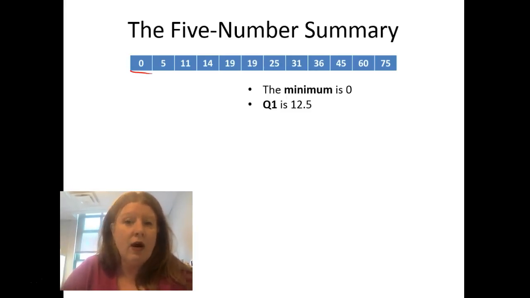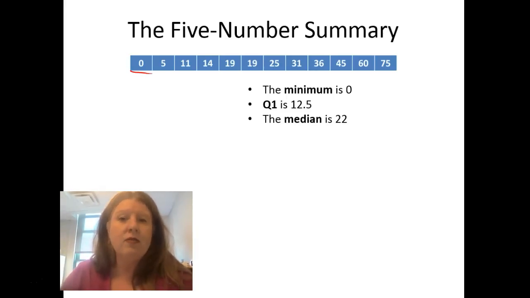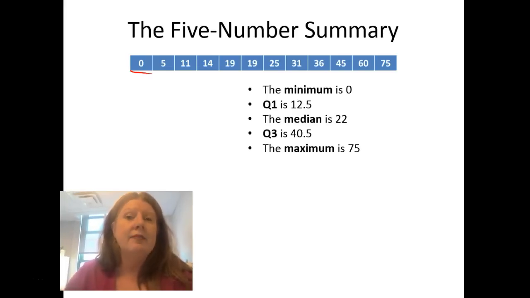We have quartile 1, which is 12.5. The median is 22, quartile 3 is 40.5, the maximum is 75. So the maximum and the minimum are always pretty easy to figure out. We want to know what the median is. Why is the median 22?